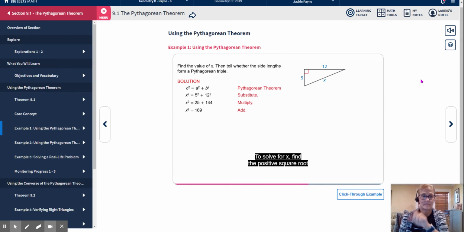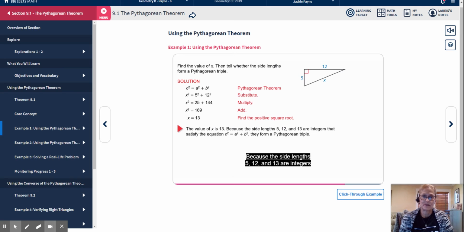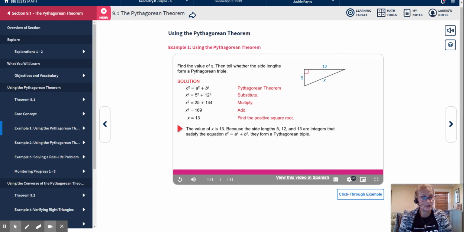To solve for x, find the positive square root of each side of the equation. This gives you x equals 13. So, the value of x is 13. Because the side lengths 5, 12, and 13 are integers that satisfy the equation c squared equals a squared plus b squared, they form a Pythagorean triple. So I don't know if it was in that first list, but that's another Pythagorean triple that you can put in your little tool bag for solving math problems like this.